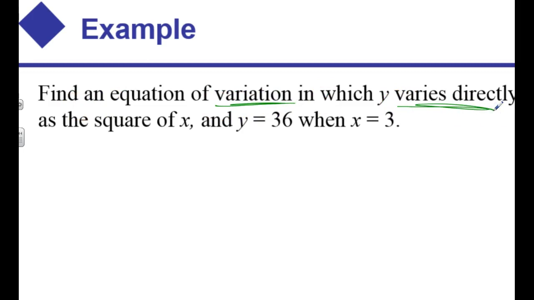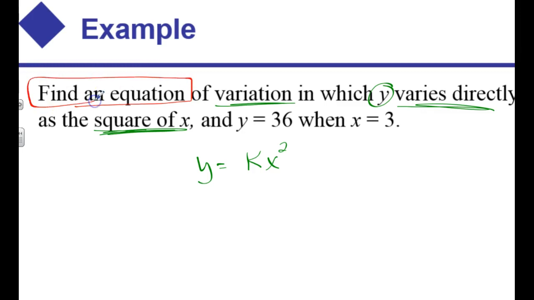So here it comes. It says y varies directly, which means I'm going to do kx, but be careful. This says the square of x. So instead of just y equals kx, I have to square that x value. And again, this one just says find the equation. So we're not looking for k. We're not looking for a y or an x.